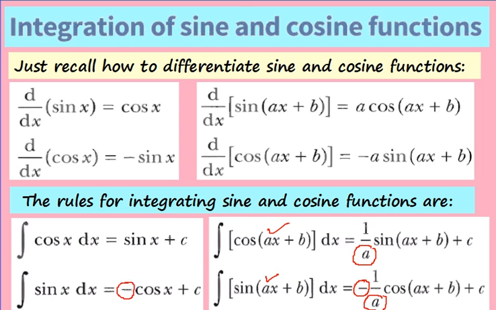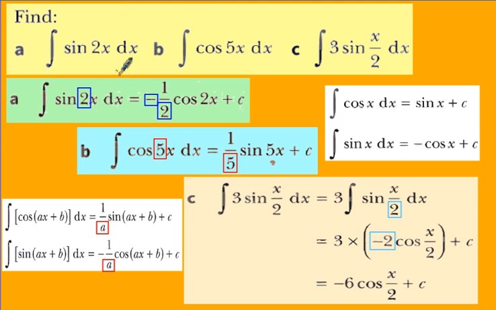Let us do. So the sum is sin 2x. So this 2 will become the denominator and that 2 negative. So 1 upon minus 2 cos 2x plus c. Here cos 5x, so 1 upon 5 because this a becomes the denominator. And cos becomes sine positive, sine becomes negative cos. I have written it for your reference. Sine becomes negative cos. Here 3 you take out because it is constant.